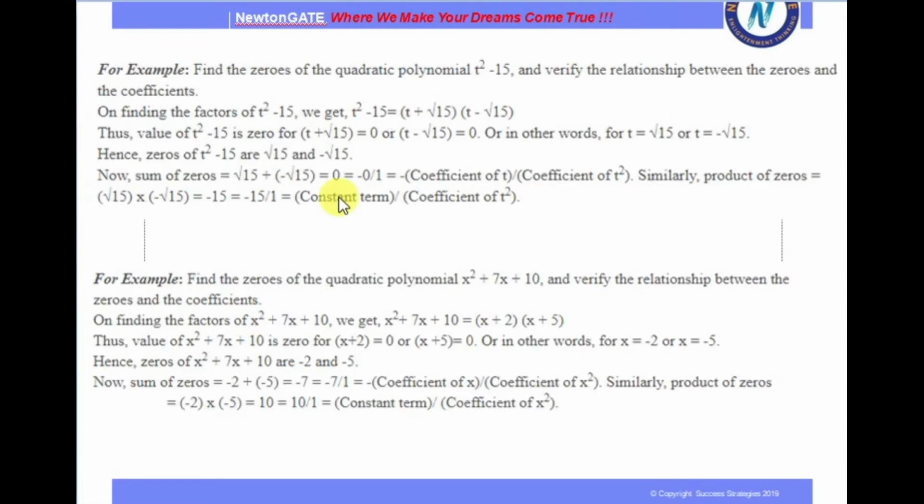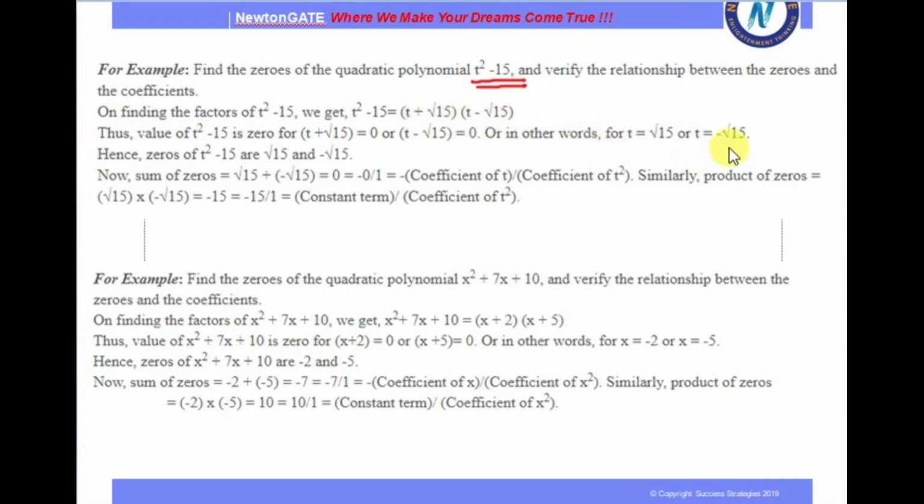Now we will be discussing some examples. The first sum is from NCERT itself. Find the zeros of the quadratic polynomial t square minus 15 and verify the relationship between zeros and the coefficients. To find the zeros, yes, we can use the factorization method. As you can see, t square minus 15 is (t plus root 15)(t minus root 15).